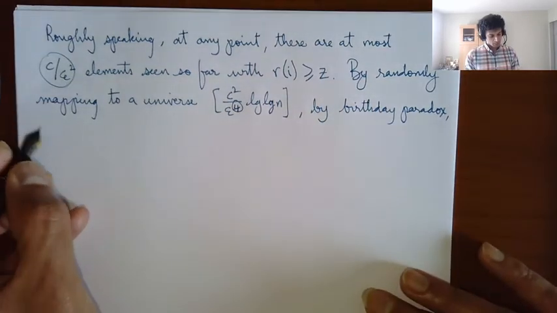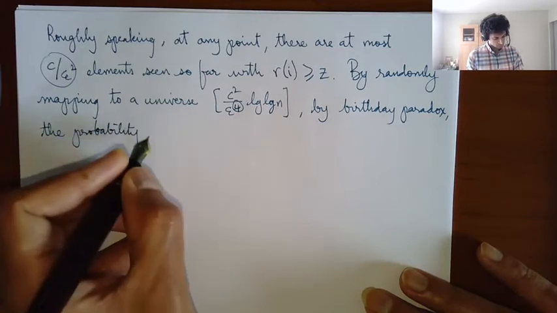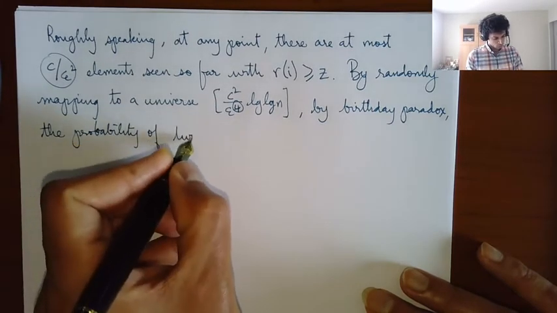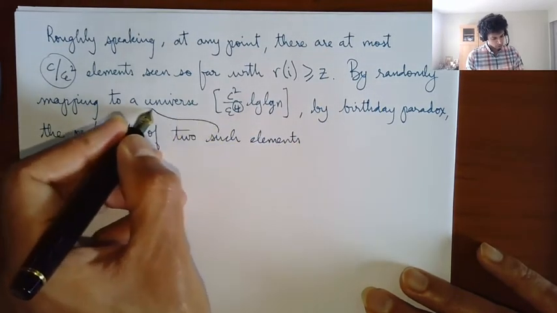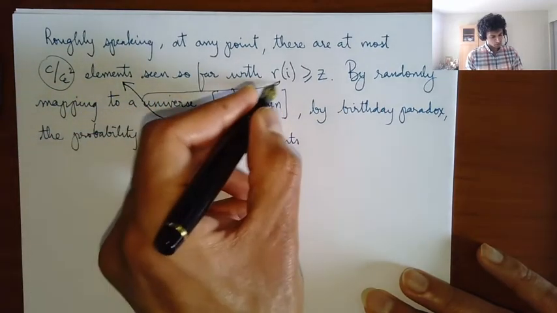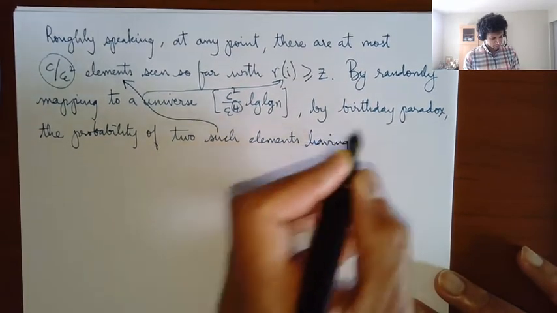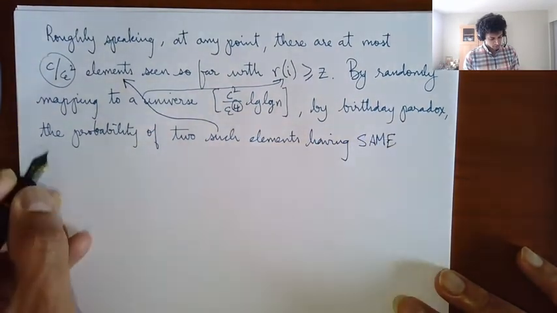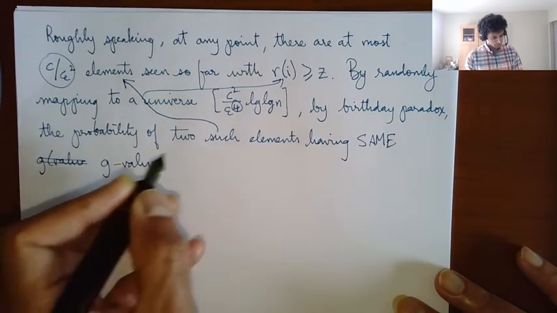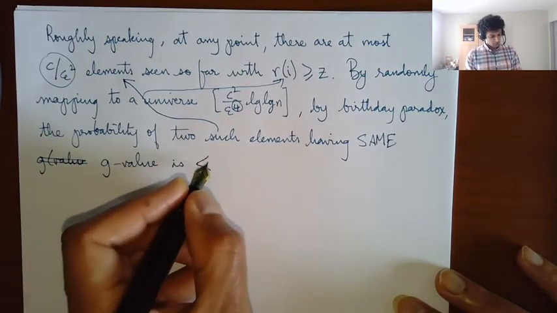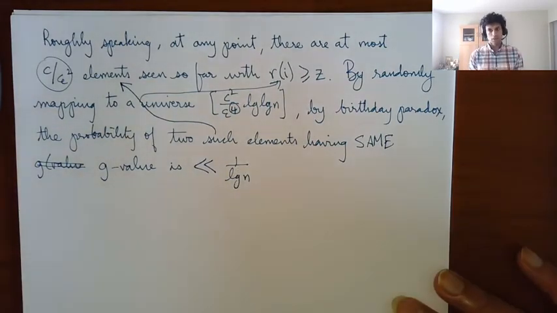By birthday paradox, the probability of two such elements, by such I mean the elements with this property, having the same G value is going to be much smaller than 1 over log n. This is the birthday paradox calculation that you'll need to do.